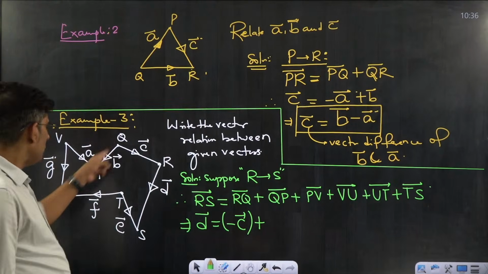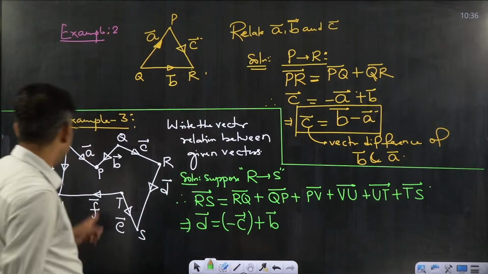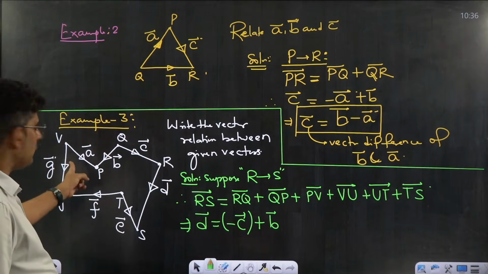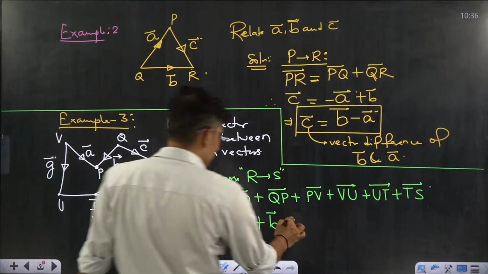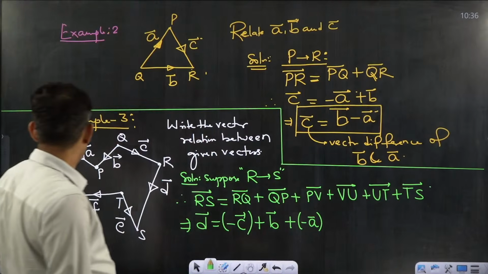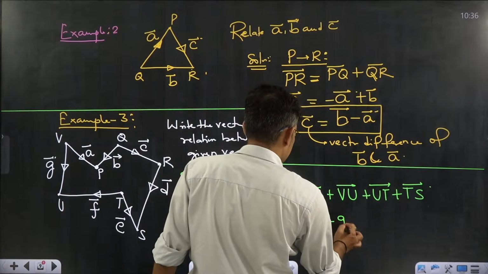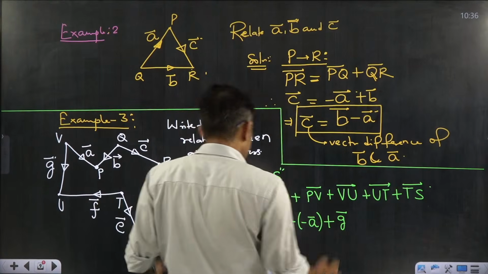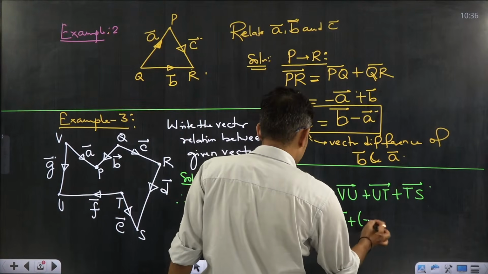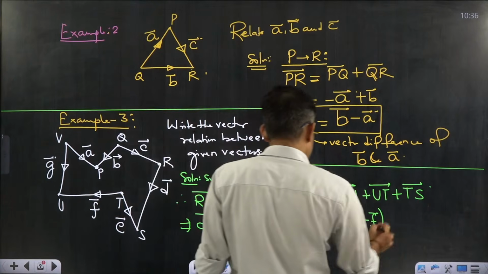Plus QP. QP is what? B vector. Plus PV. PV you can see is opposite of A vector, minus A vector. Plus VU is G vector. UT minus F vector. And TS plus E vector.